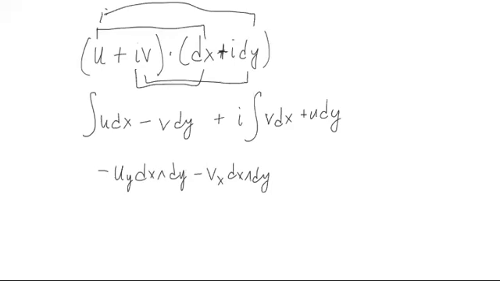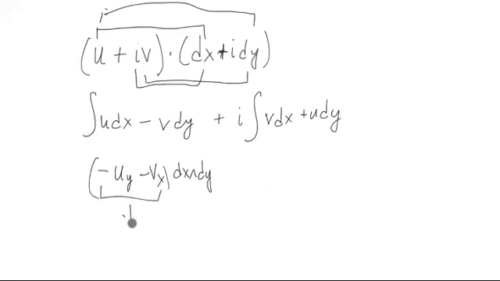Now I can factor out the dx dy, and really what I have here is negative u_y minus v_x, dx dy. If we take a look at this, since this is the real part, we want this to be zero, because you can only be zero if it's zero in both real and imaginary parts. So this must be equal to zero, which means in particular that u_y has to be equal to negative v_x.